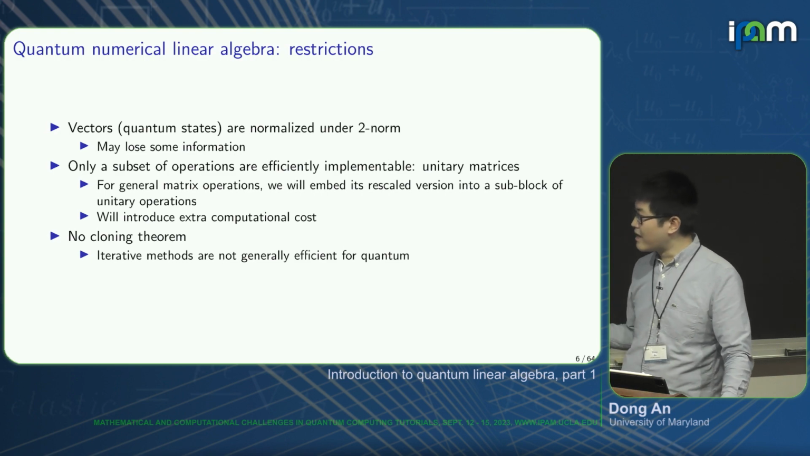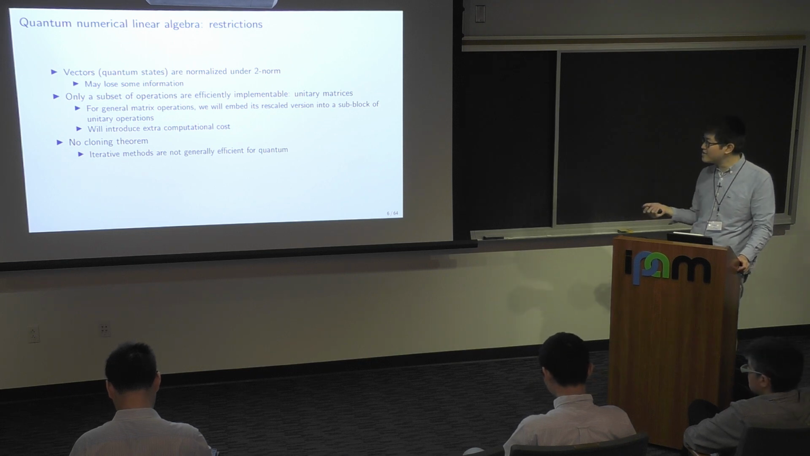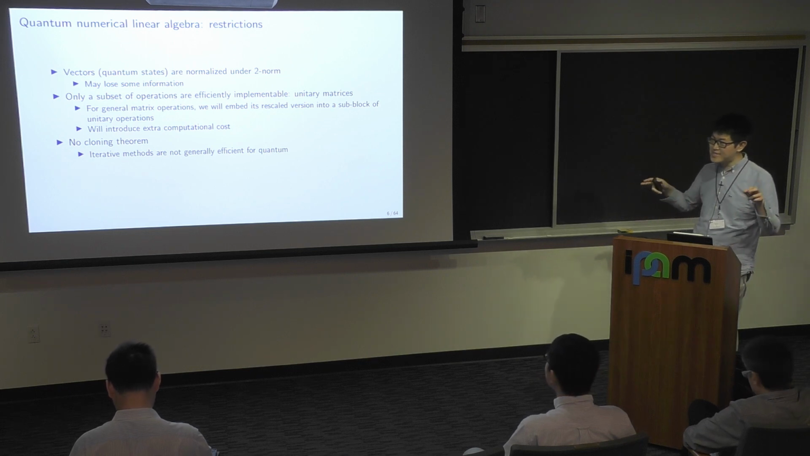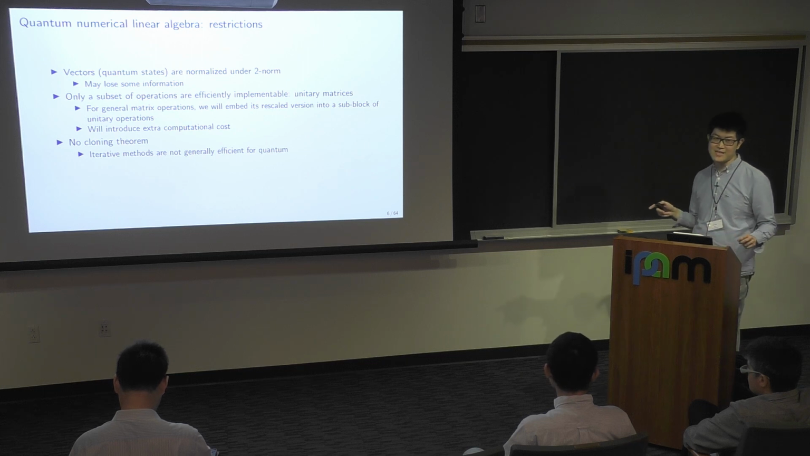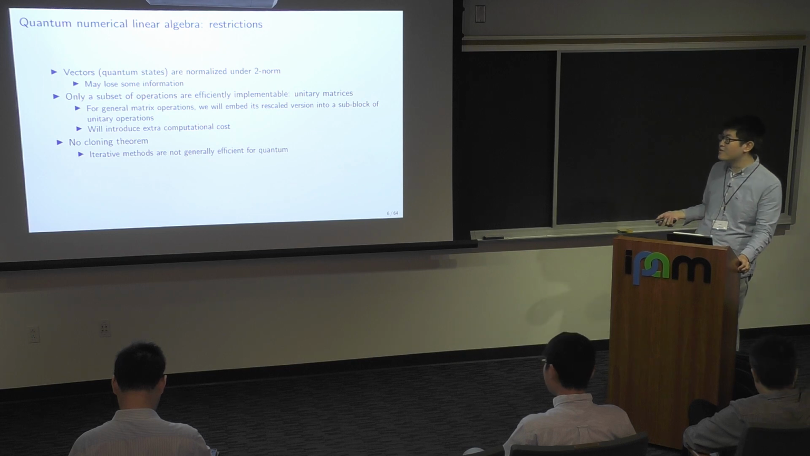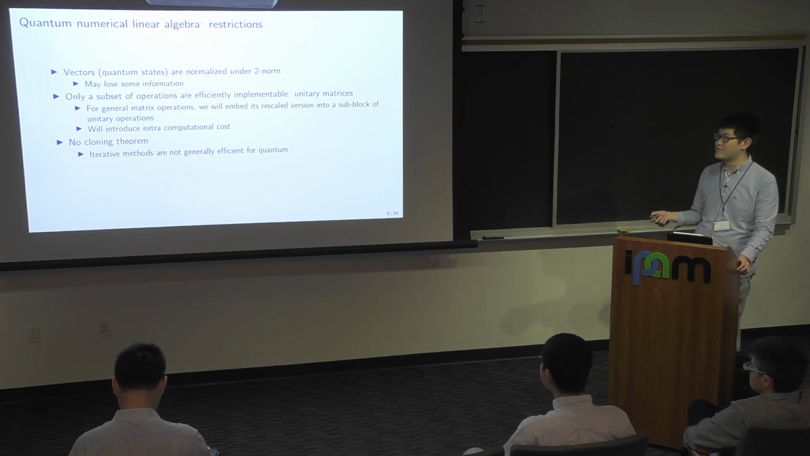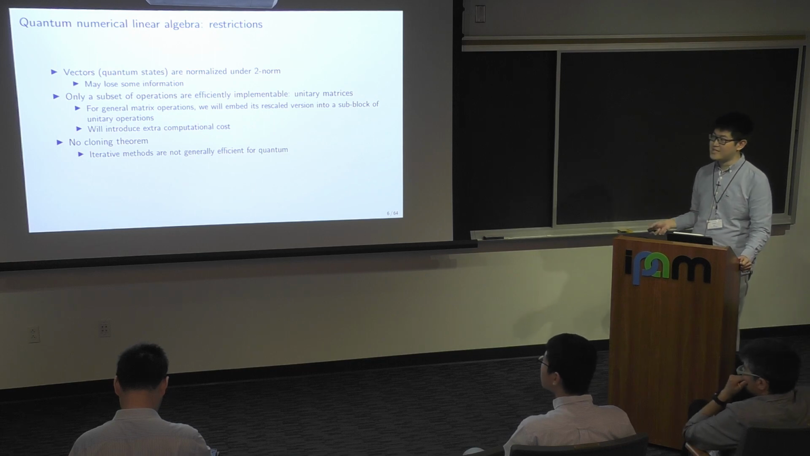In this talk, I will talk about how, for general matrix operations like matrix-vector multiplication, we can still somehow implement those operations. The idea is basically that we embed those general operations in a subspace of unitary matrices, which is called the block encoding technique. This technique works quite well, but it introduces some actual computational cost.